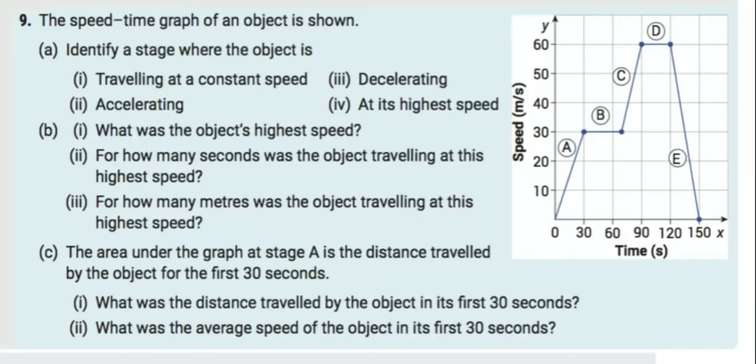Now, next one. Identify the stage where he is traveling at constant speed. Traveling at constant speed means what? Straight lines. So the answer for part 1 could be A or what one? It could be A, C, or E, whichever one you want. Okay?